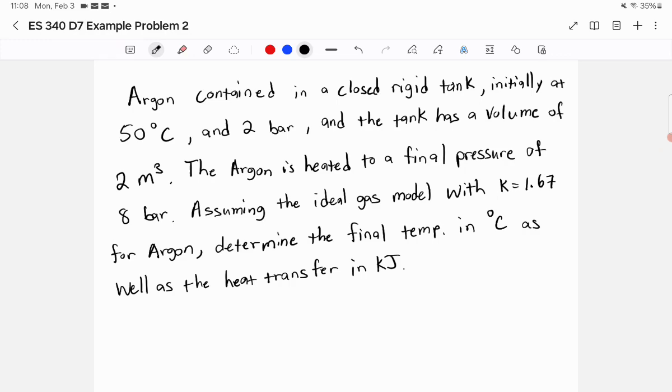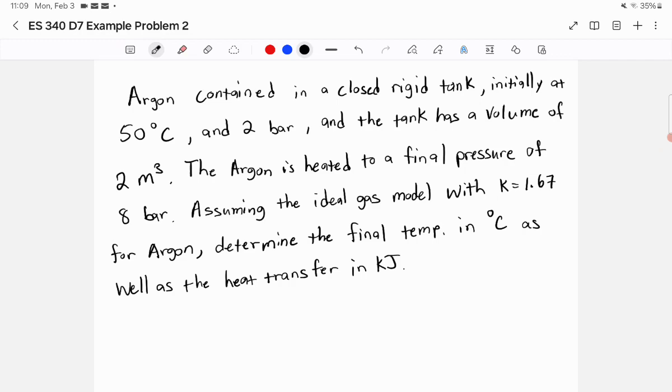So air is contained in a closed rigid tank initially at 50 degrees Celsius and 2 bar, and the tank has a volume of 2 cubic meters. The argon is heated to a final pressure of 8 bars. Assuming the ideal gas model with K equal to 1.67 for argon, determine the final temperature in degrees Celsius as well as the heat transfer in kilojoules.